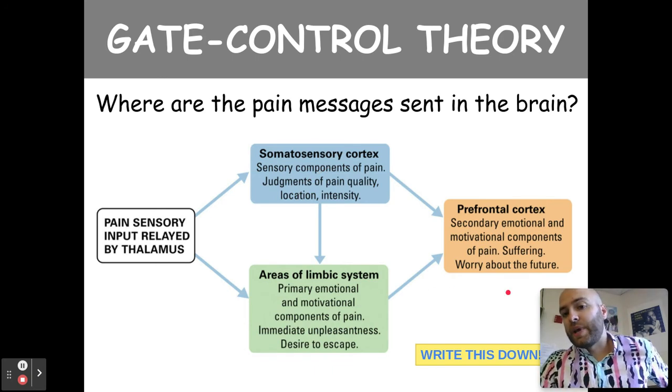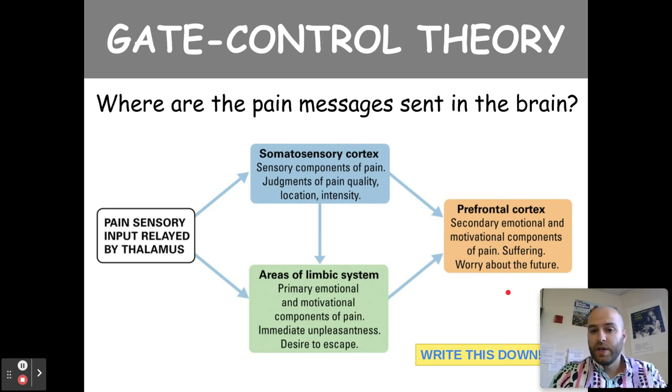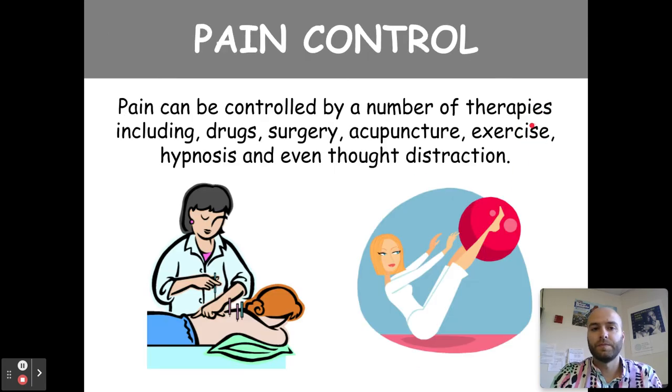And after experiencing pain, this is like our secondary emotional and motivational components of pain, where we think about suffering, we worry about the future, how is this going to impact me? And this is much more psychological. That's where our outlook on pain comes into play. The more you think about it and you have those poor me thoughts, it can make pain worse, and it can lead to suffering. So that's an experience of pain from the perspective of where it goes and what happens in the brain.